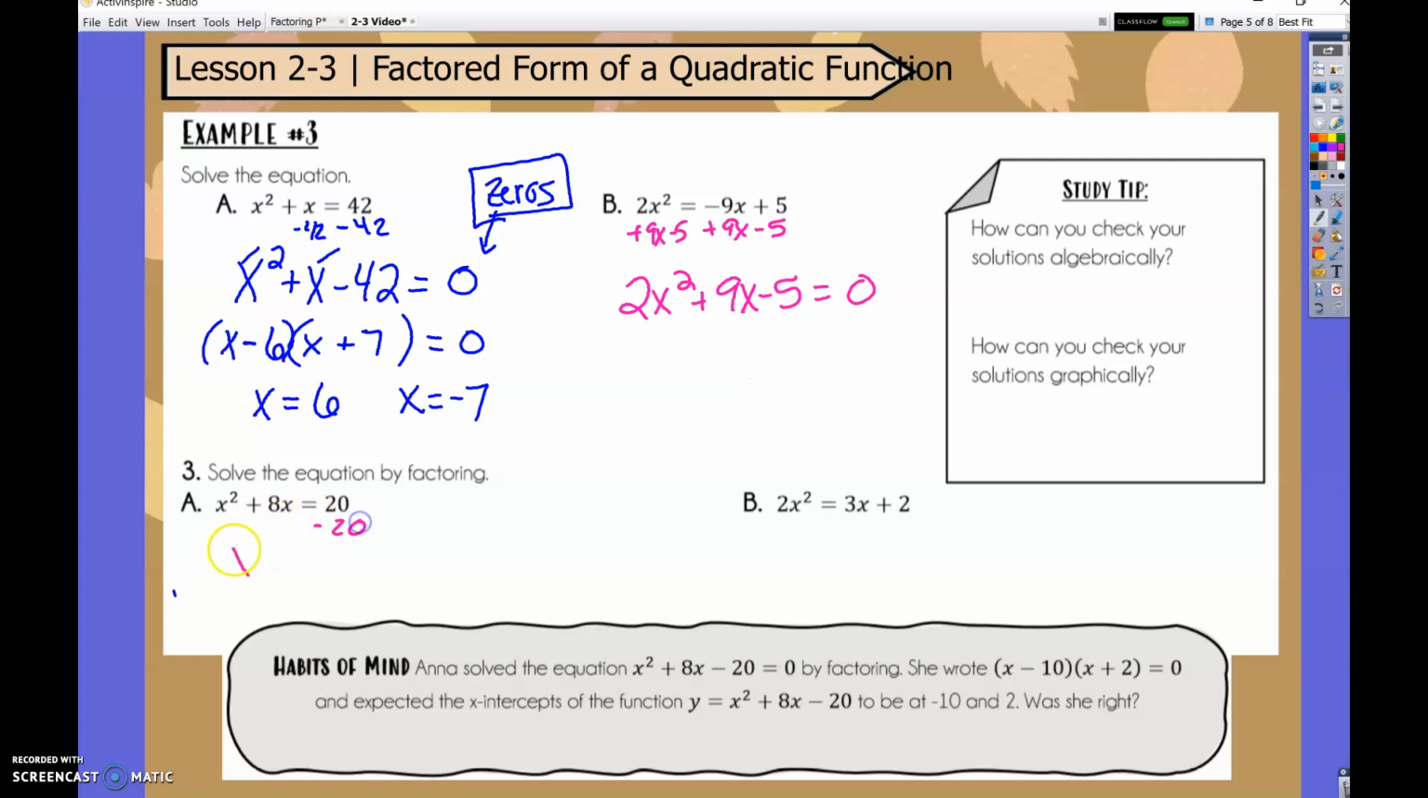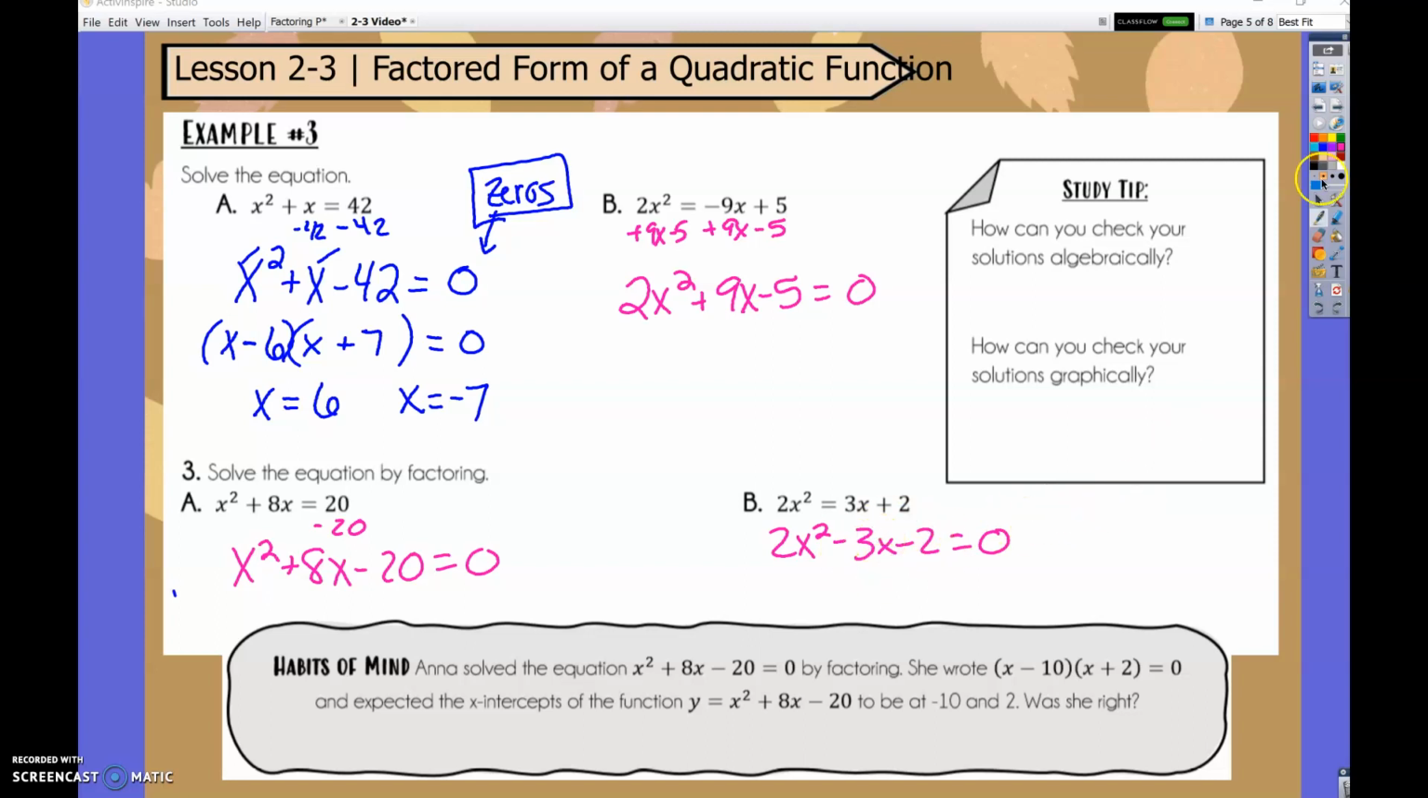Here I would subtract 20 to give me x squared plus 8x minus 20 equals 0. And here we'd have 2x squared minus 3x minus 2 equals 0. It's important to always get it equal to 0 before you factor. So do that, then use any of those techniques from the worksheet to get your factoring done and solve for when it equals 0. Just for fun, we can try this last one here by grouping.